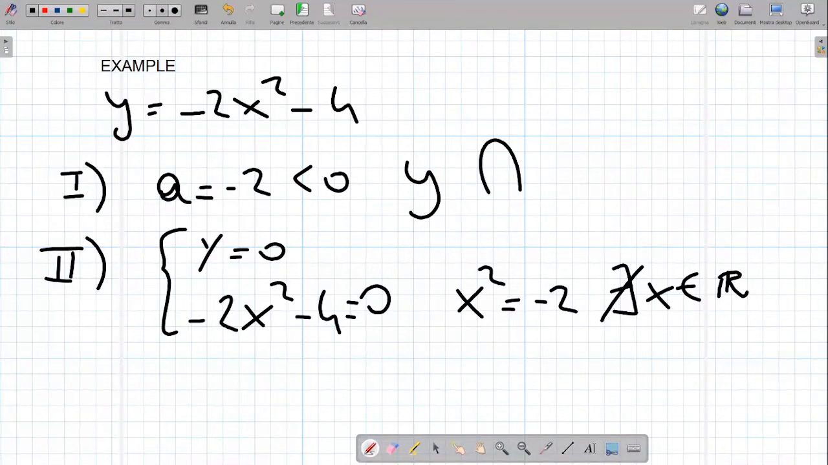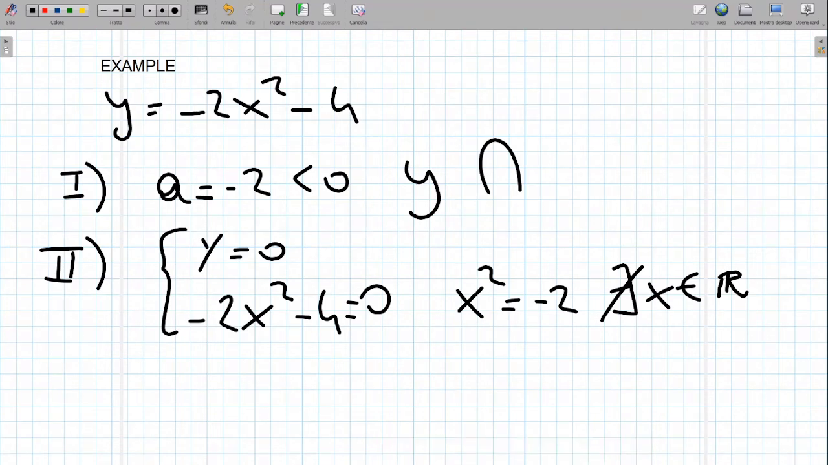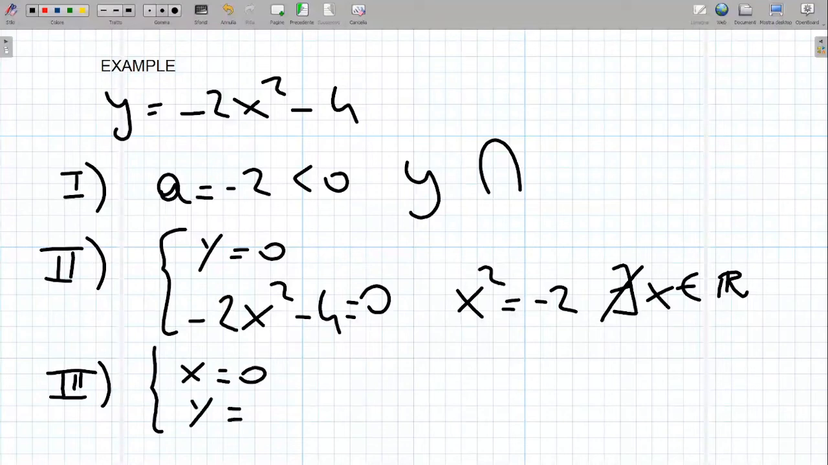We can now do the third step, which is the intersection with x equal to 0. And we can see that it turns into y equal to minus 4. And as we have said before, this will be also our vertex. Okay, this is exactly our vertex.